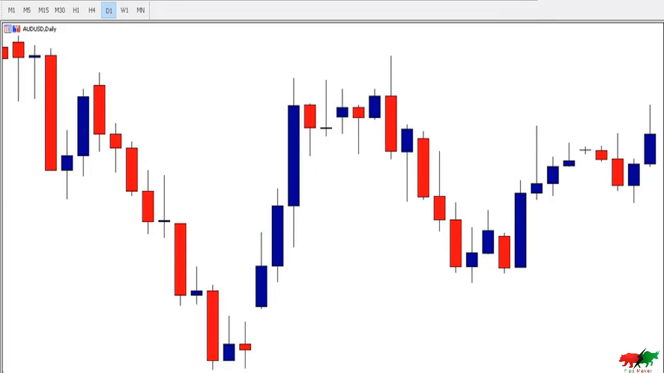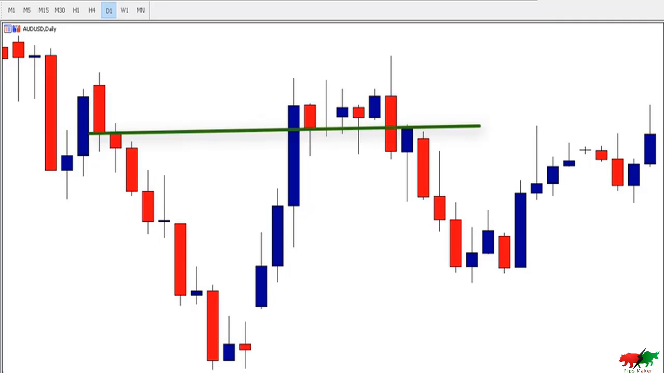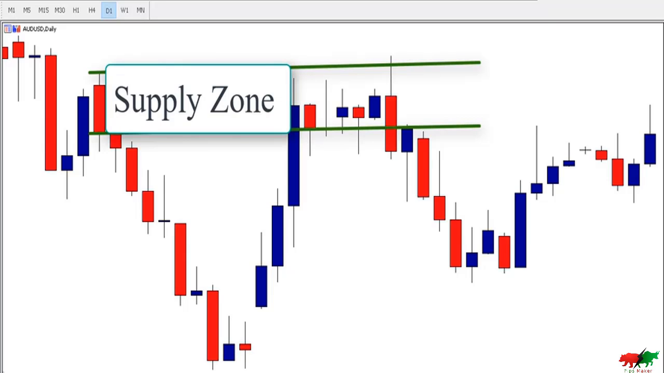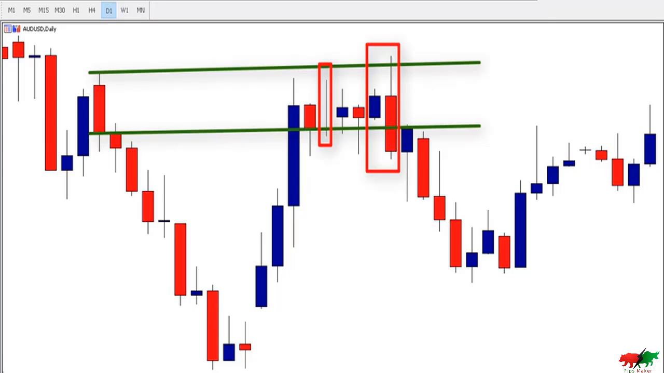Let me give you some real chart examples. This is the Aussie US dollar daily chart, and this is a rally, base, drop supply zone. As you can see, this is a dark cloud cover candlestick pattern. To draw the supply zone, you draw the proximal line at the close of the bearish candle and the distal line at the upper shadow. As you can see, when the market returned to test the supply zone, it was rejected, forming a doji candlestick here and an engulfing bar pattern here.